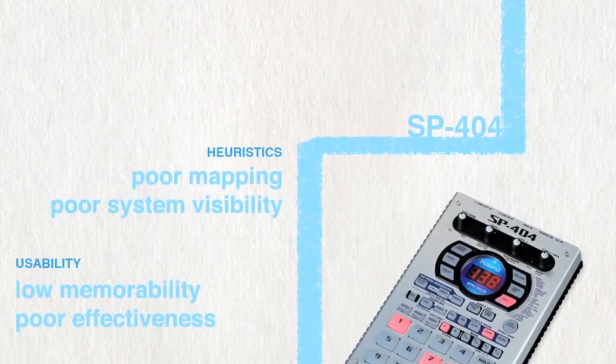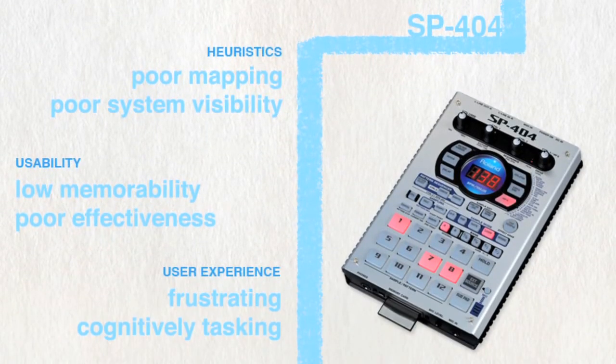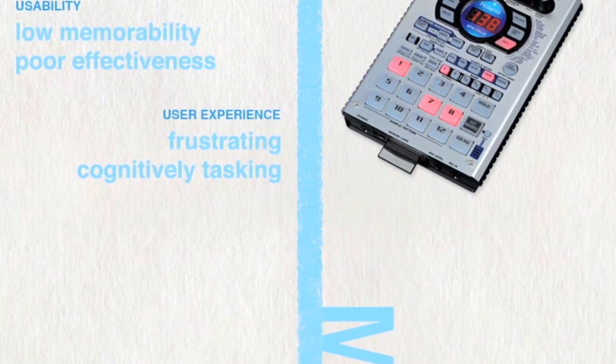Because it was designed for engineers, the problem Susan finds with this platform is that poor mapping and insufficient system visibility does not allow for differentiation of the main functions of the system. She has to constantly remember the sequence of steps she takes, and there is not sufficient contrast to make the system effective, leading to frustration and heavy cognitive tasks.